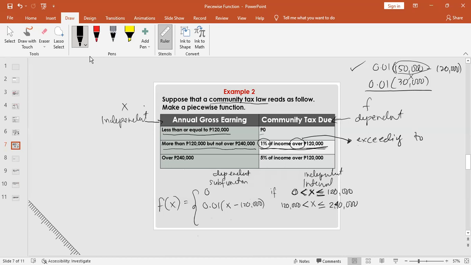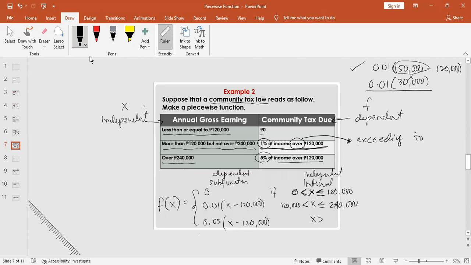Okay, I hope you've taken a pause. Okay, so in our third subfunction, we will write 0.05 times x minus 120,000. That's our third subfunction since ang kukunan daw ng 5% ay yung mag-exceed sa 120,000 pesos. Okay? So, our last interval would be, we have there keyword over. Mas mataas kaysa sa 240.